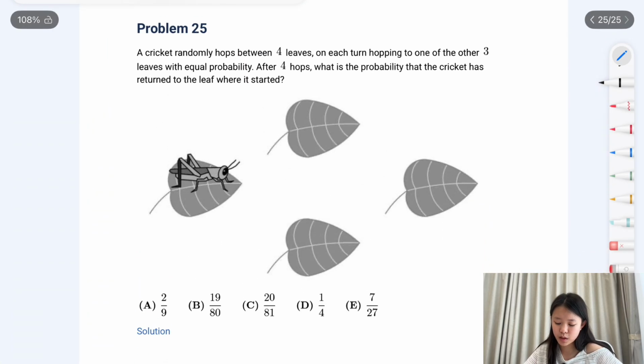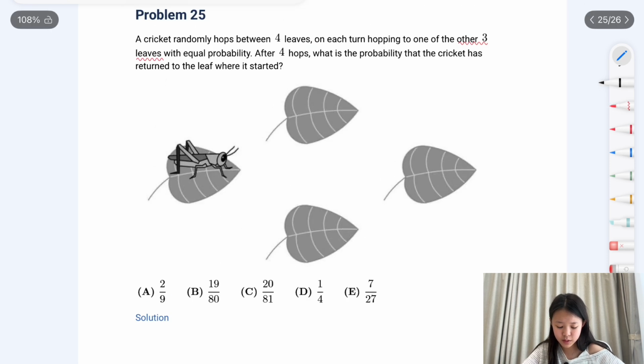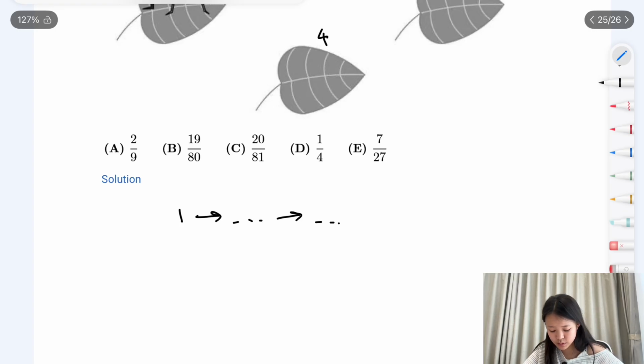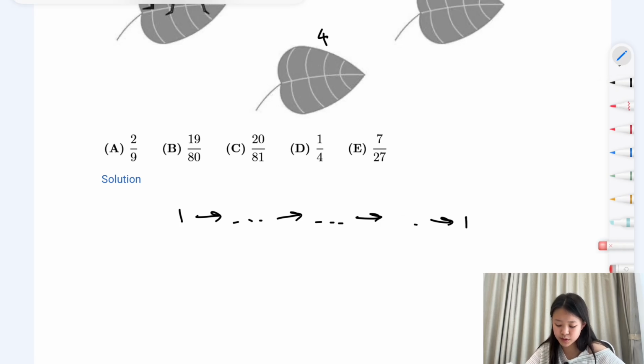Okay, a cricket randomly hops between 4 leaves, on each turn hopping to one of the other 3 leaves with equal probability. After 4 hops, what is the probability that the cricket has returned to the leaf where it originally started? So let's label these leaves 1, 2, 3, 4. If it starts on the first leaf and it hops 4 times, second time it hops somewhere else, and then third time, and then on the fourth hop, it hops to 1. However, notice that you cannot hop from leaf 1 to leaf 1. So that means that on the third hop, it must be hopping to either 2, 3, or 4.